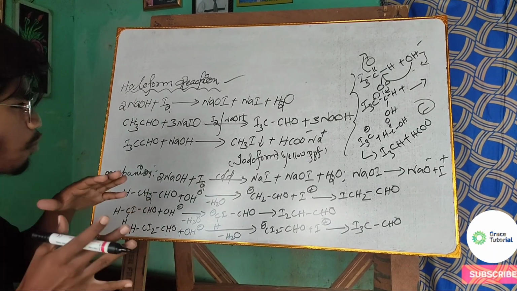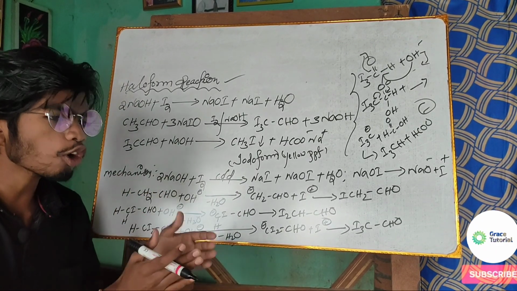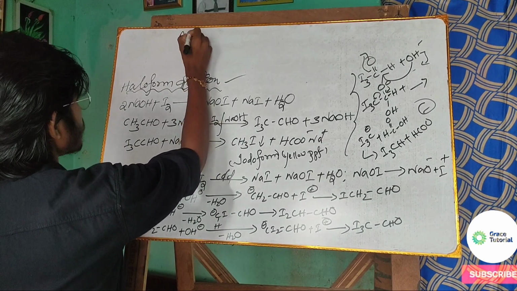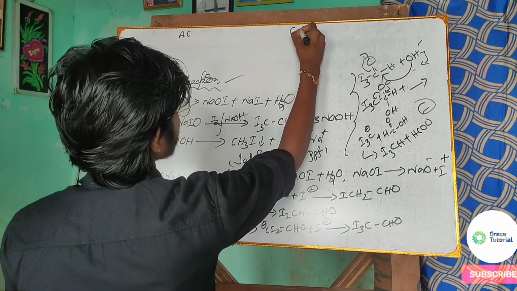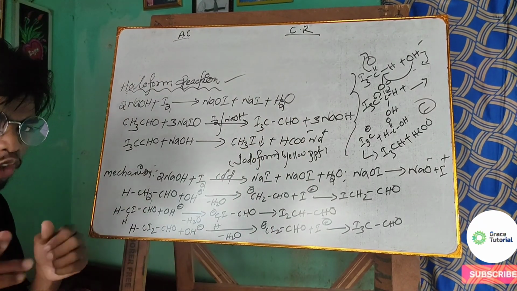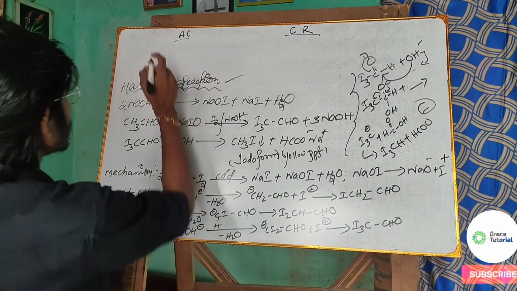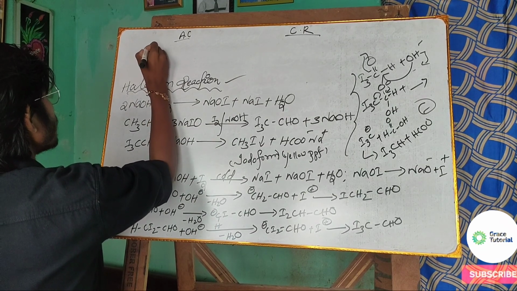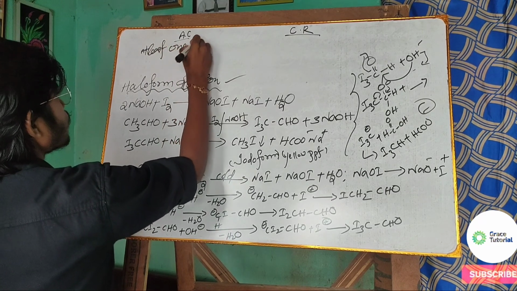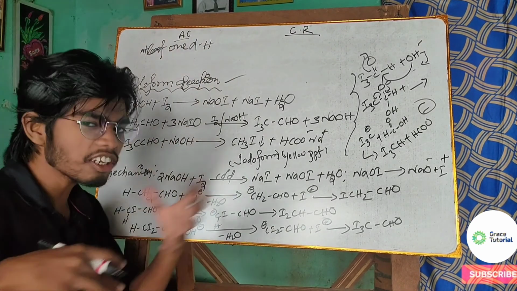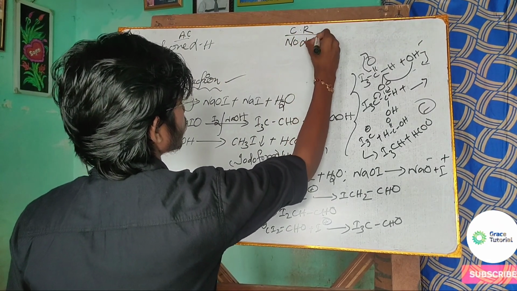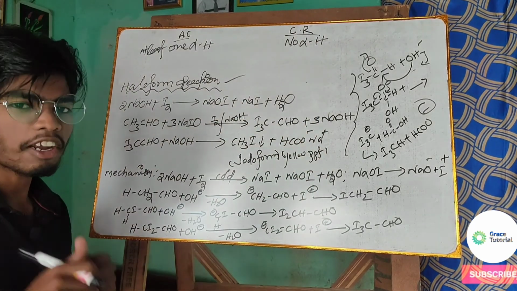But before that, let us discuss the difference between aldol condensation and Cannizzaro's reaction. Aldol condensation, let me abbreviate as AC, and Cannizzaro's reaction, let me abbreviate as CR. What is the difference between them? In aldol condensation, at least one alpha hydrogen atom is required. But in Cannizzaro's reaction, no alpha hydrogen atom is required. That is the first point that you need to remember.